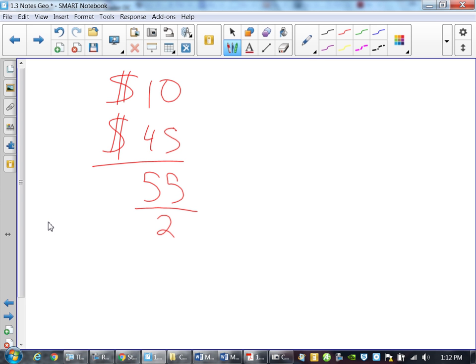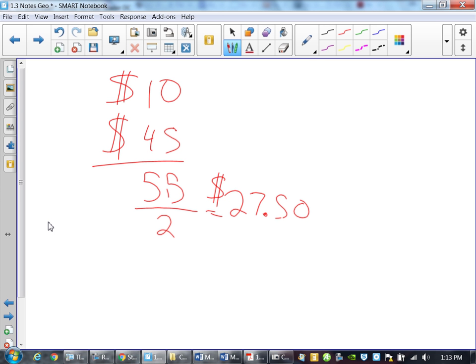We're trying to find the average amount of money between the two of us. So what we do is divide by 2. 2 goes into 5 how many times? Twice. How many are left over? 2 goes into 15 how many times? How many are left over? So we have an average of $27.50 between the two of us. That's the average amount. That's the halfway point between the two of us, numerically.